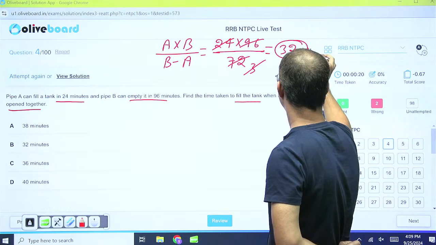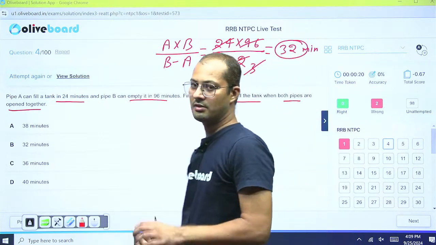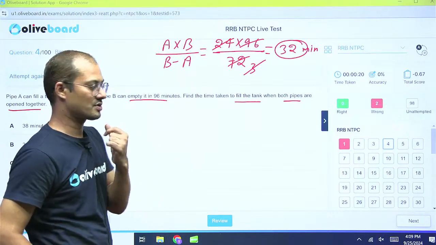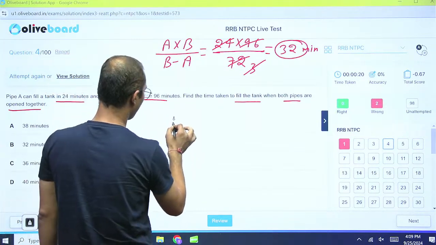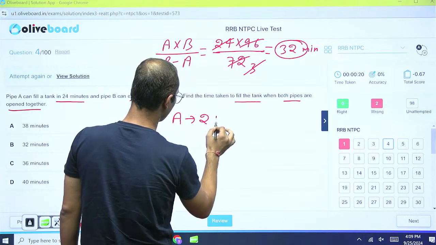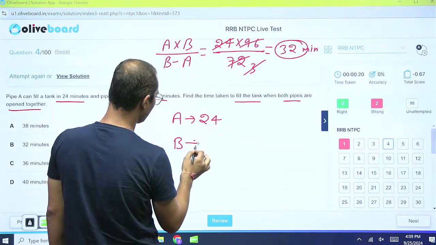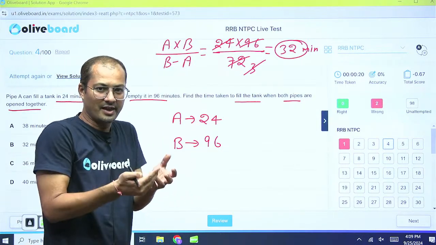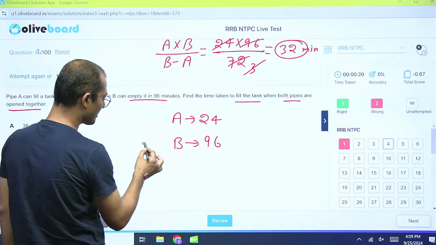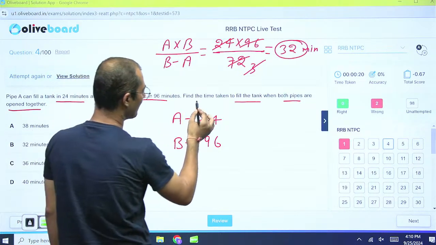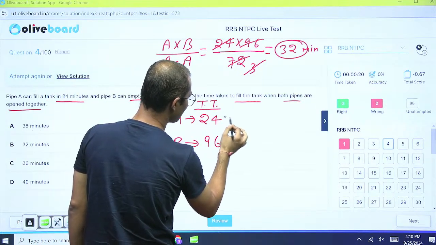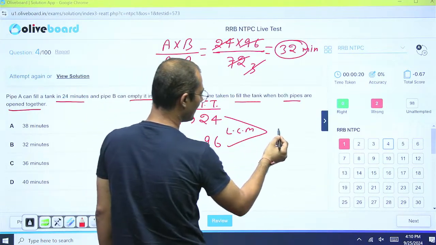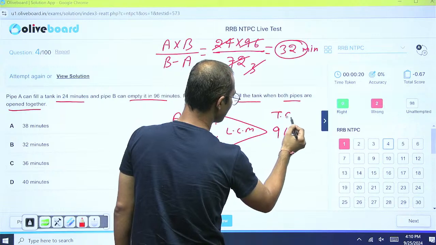So the answer will be 32 minutes, right? If we calculate it conceptually, we can calculate it through the LCM approach. We know that pipe A can fill the tank in 24 minutes, whereas pipe B can empty the tank in 96 minutes. If a pipe is emptying the tank, its efficiency is negative, so we take a negative sign. Now we have to take the LCM of the total times. The LCM of 24 and 96 will be 96, and this is known as the total capacity.